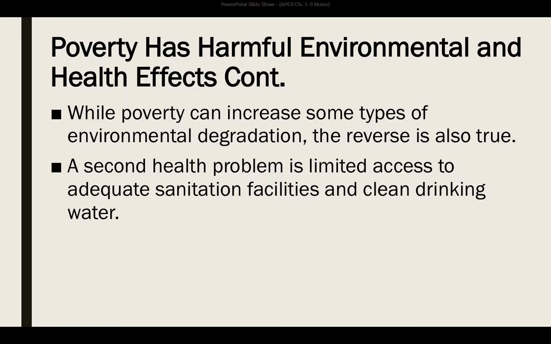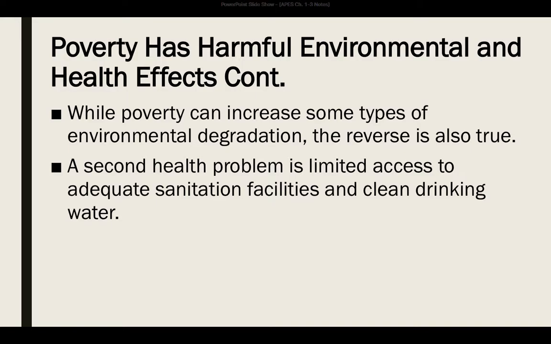A second health problem is limited access to adequate sanitation facilities and clean drinking water. More than 1/3 of the world's population have no real bathroom facilities and are forced to use backyards, alleys, ditches, and streams. As a result, about 1 of every 8 of the world's population get water for drinking, washing, and cooking from sources polluted by human and animal feces.